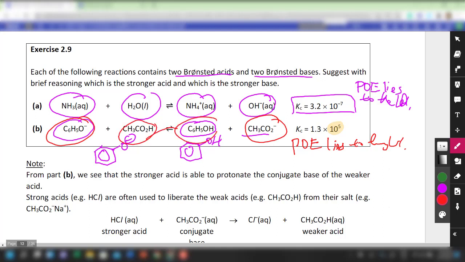Then some of you might argue, how come it can't be the other way around? Just imagine, if it's the other way around, then I'm not going to get a very high Kc value. I'm going to get a Kc value that is much lesser than 1. So just think about it and see whether it makes sense.